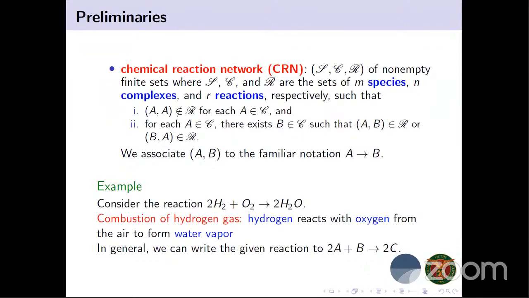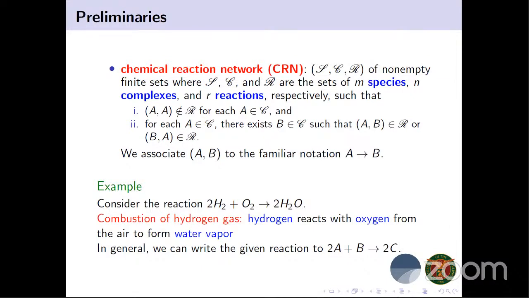Okay, so we start with this definition: chemical reaction network, or simply CRN, or simply network. It is composed of three sets. We have script S, script C, and script R. So these are non-empty finite sets of species, complexes, and reactions where the cardinalities are given by M, N, and R respectively. So this is the first condition. We avoid loop in CRN.